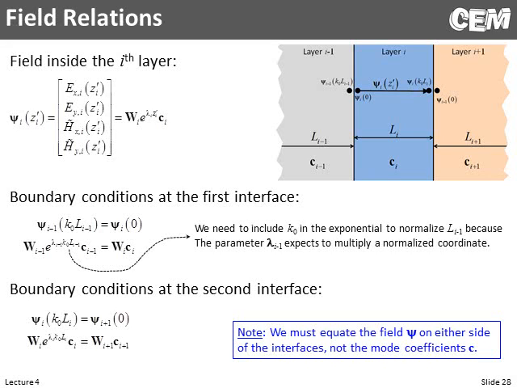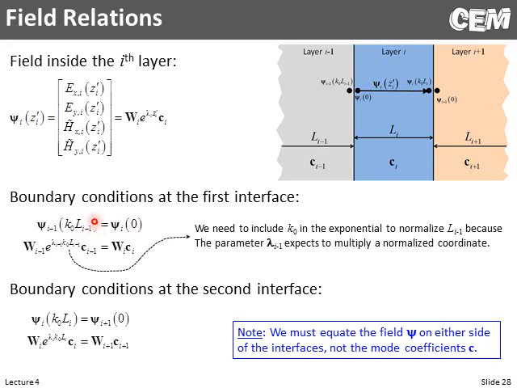So let's think about the first interface now. The field immediately on the left side is whatever the psi is in the I minus 1 layer, all the way at the right side of it. So it's going to be k0 times L sub I minus 1. So that's the psi at the very last position inside the layer I minus 1. That has to equal psi sub I at 0, the initial values in that layer. So that is our first boundary condition.